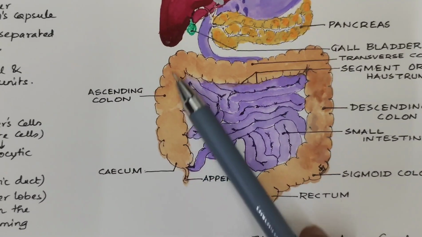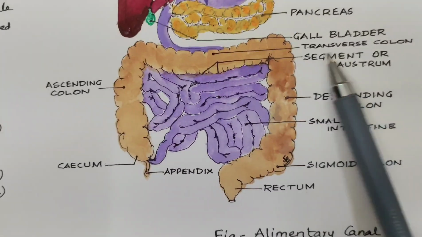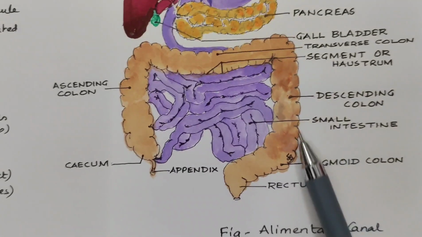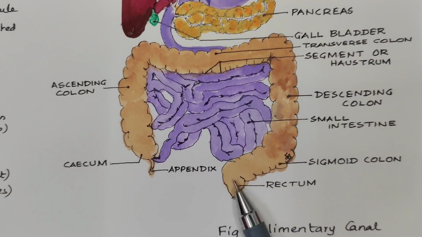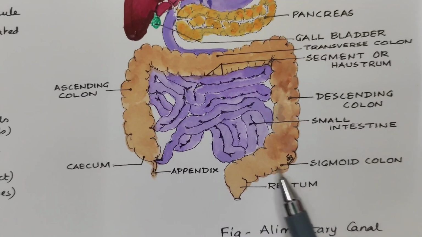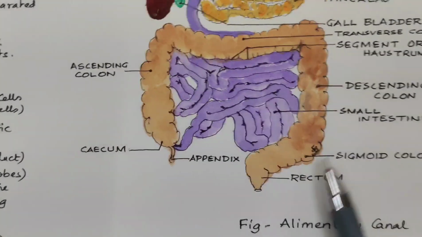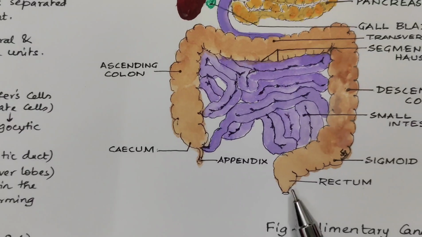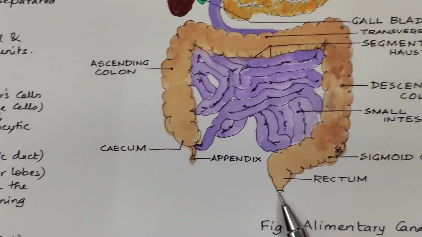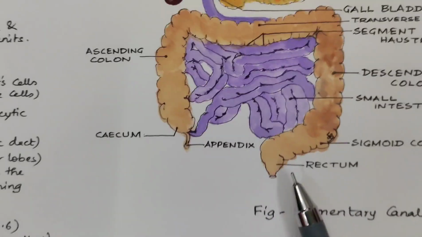This is the ascending colon. This is the transverse colon, this is the descending colon, and this one, this is almost this shape, this is the sigmoid colon, and here the end of the digestive tract, that is the rectum. This part is the anus.